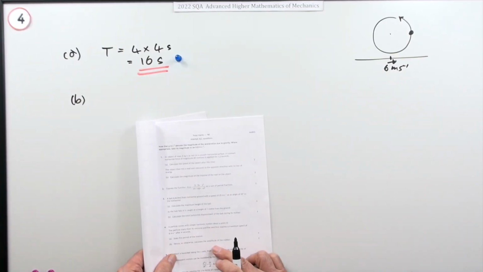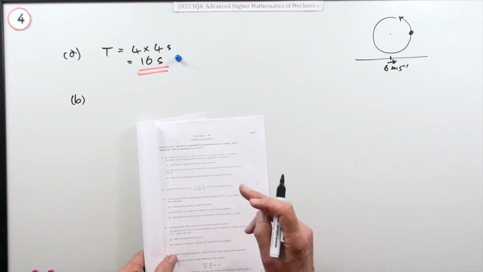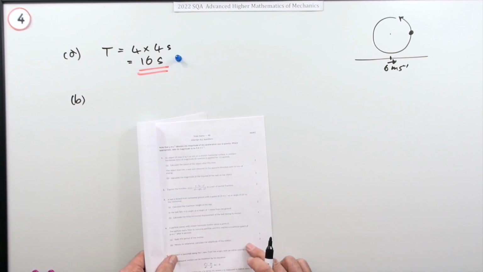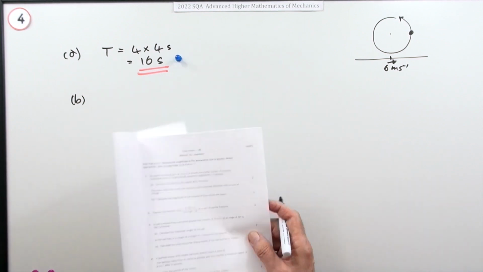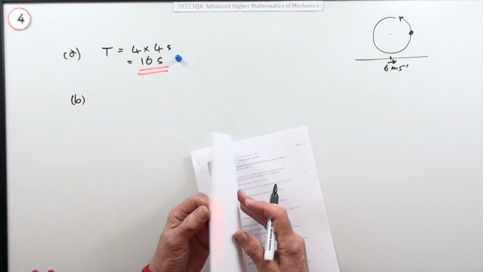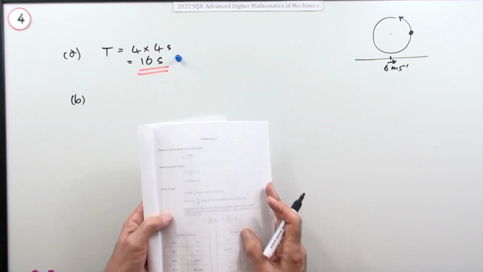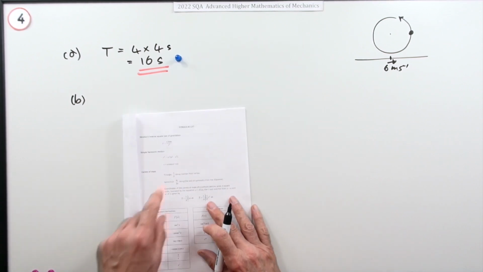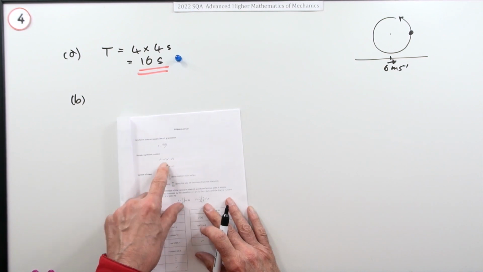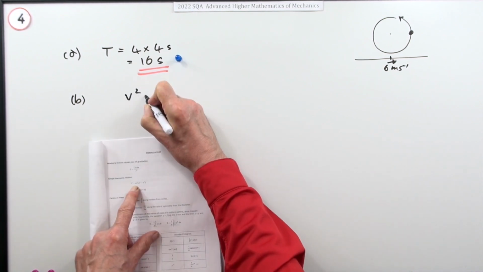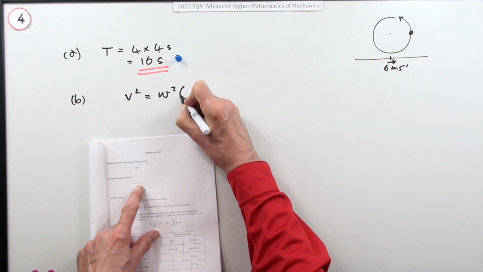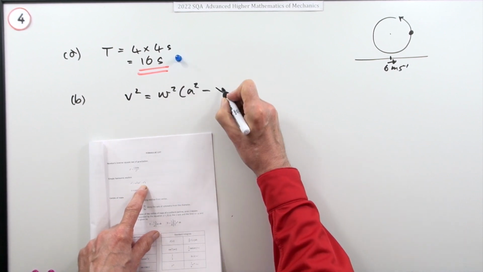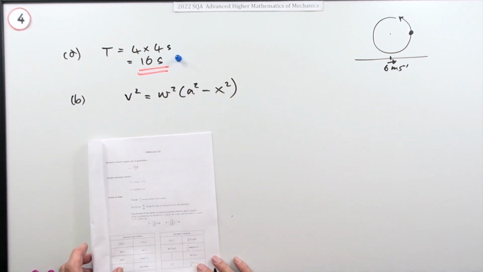B, hence or otherwise, so it must be hence, calculate the amplitude of the motion for 2 marks. Now this is where you'll need those equations. You'll find them at the front. You've got the basic one, which is just the sine one with an amplitude, with a phase. But this is the one you'd be wanting here. V squared equals omega squared times a squared minus x squared.